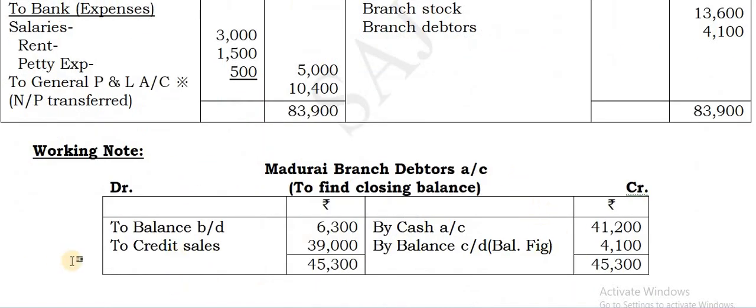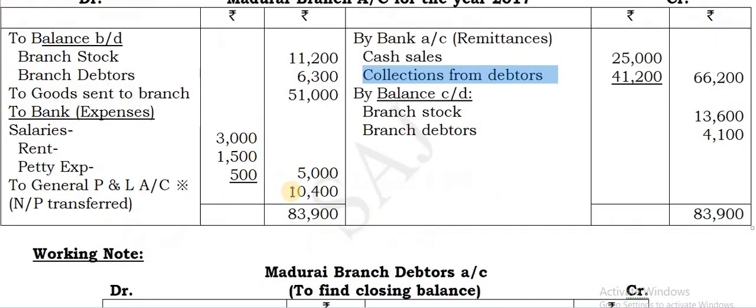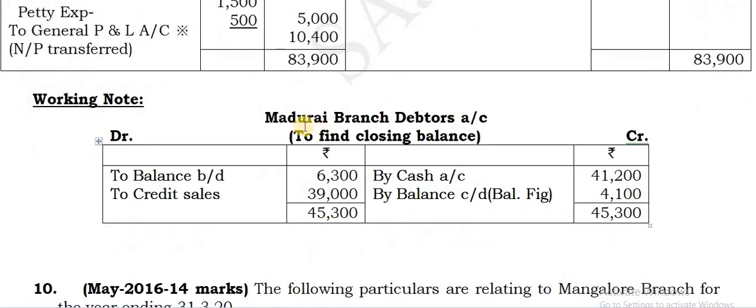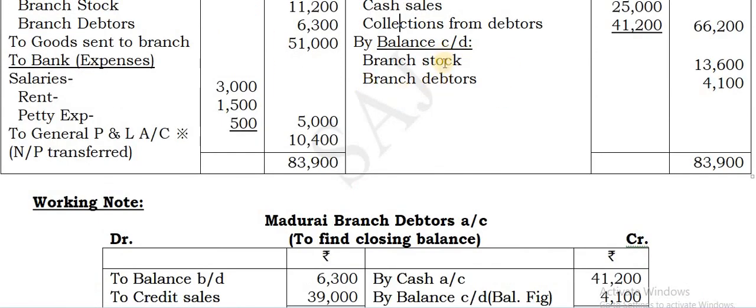It is not necessary to prepare it. When do you have to prepare this? Any of these items, either collections from the debtors is missing, or closing debtors is missing, or opening debtors is missing. In that case, you have to prepare a debtors account separately. Then find out that missing item, that you transfer to the debtors account in branch account. Then you try closing it to get the actual profit or loss.